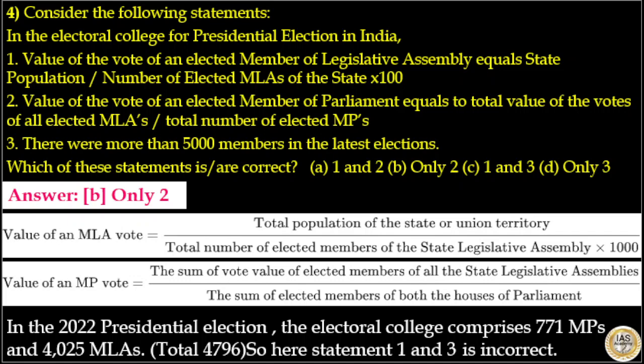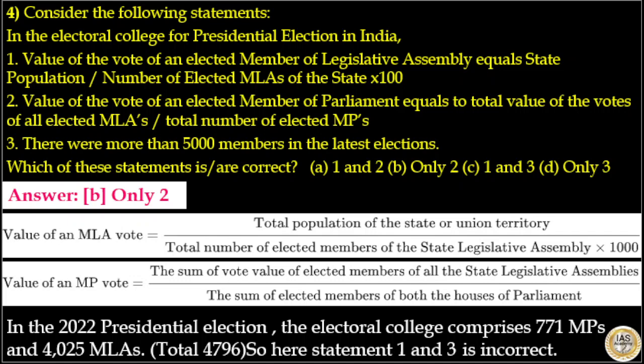Value of an MLA vote is equal to the total population of the state or union territory divided by the total number of elected members of the state legislative assembly into 1000. That is, state population divided by number of elected MLAs of the state into 1000. Value of an MP vote is equal to the sum of total value of elected members of all the state legislative assemblies divided by the sum of elected members of both the houses of Parliament. That is, total value of votes of all elected MLAs divided by total number of elected MPs.